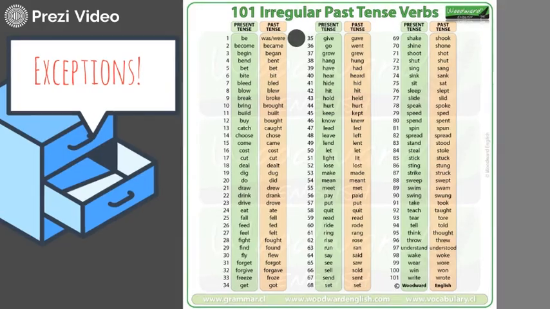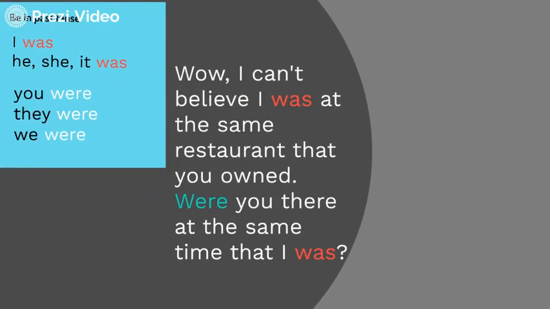I want to take a look really quick at this verb to be, because it's a little bit different in that it's not just different in the third person singular, but also in the first person singular. So when I say I, it changes to was. When I say he, she, or it, the third person singular, it also changes to was. And the other forms, it's were, such as you were, they were, or we were.